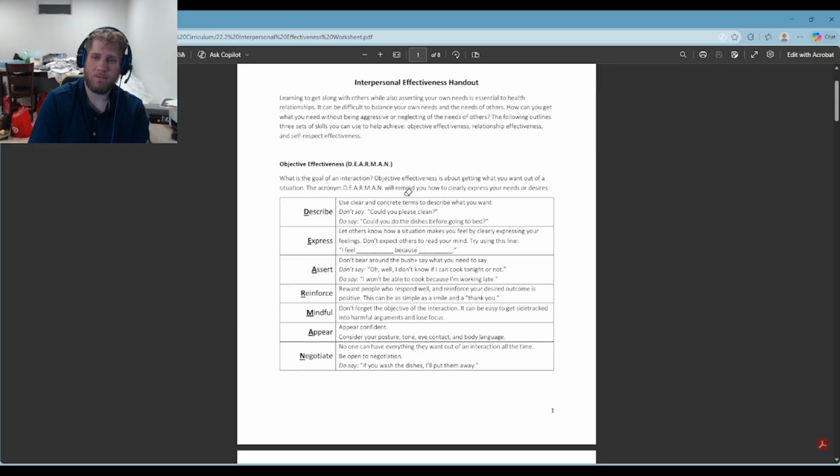Next one is mindful. We want to keep the topic of conversation, the objective of the interaction, in focus. We don't want to get sidetracked into harmful arguments or something that's making us upset. We want to focus on the topic of what we're trying to communicate. Next one's appear. Appear confident: posture, tone, eye contact, body language. Just be aware of how you're responding.